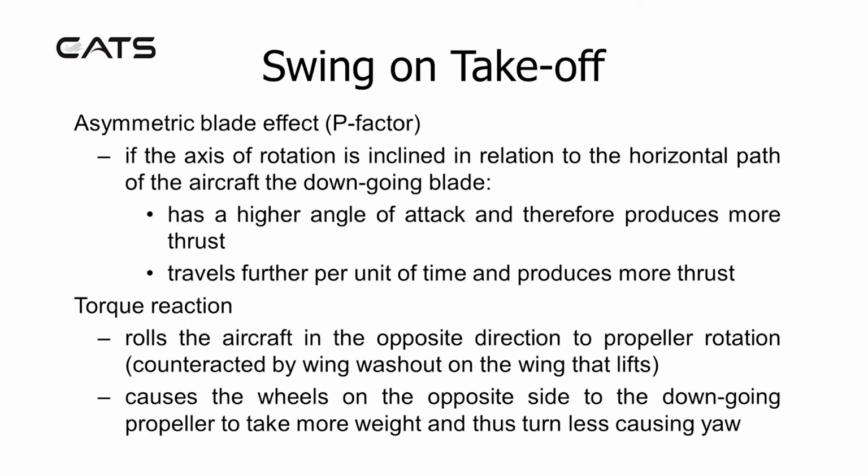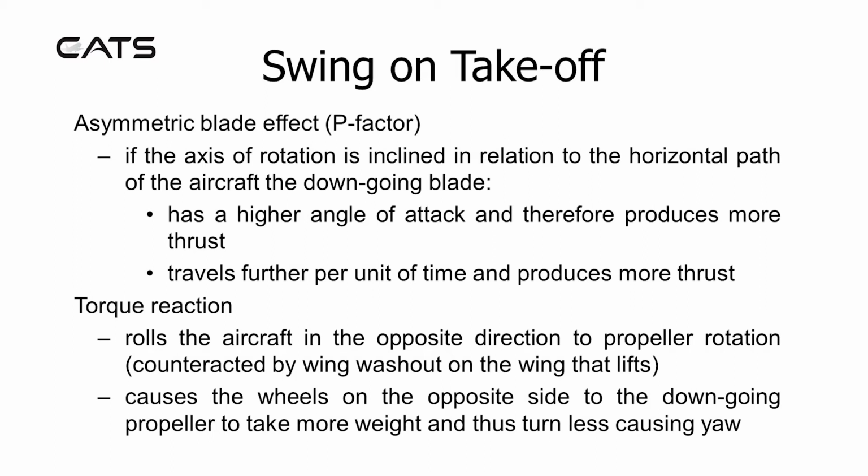Swing on takeoff. Asymmetric blade effect, P factor. If the axis of rotation is inclined in relation to the horizontal path of the aircraft, the downgoing blade has a higher angle of attack and therefore produces more thrust. It also travels further per unit of time and produces more thrust.